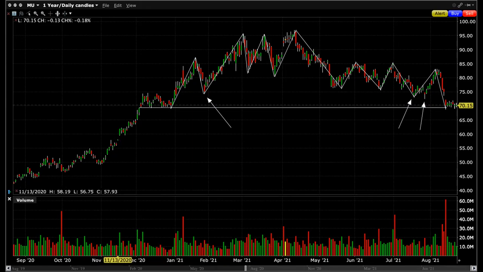Obviously though, there is a gap at the downside at 57.93 from November 13th. So if we do break below 70 and hold below that, there's a possibility we do fill that gap at 58 or so, right? In which case it'd be very, very bullish overall, right?